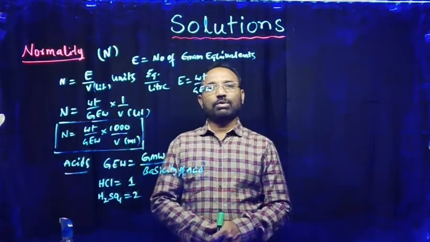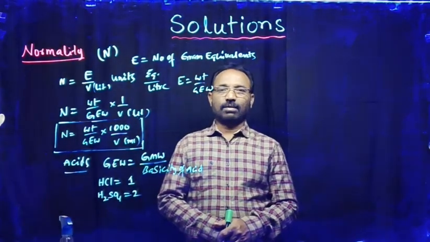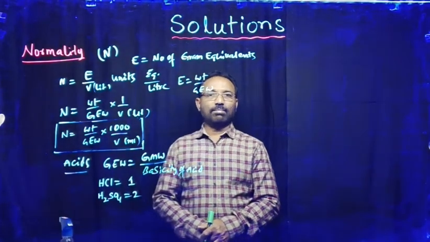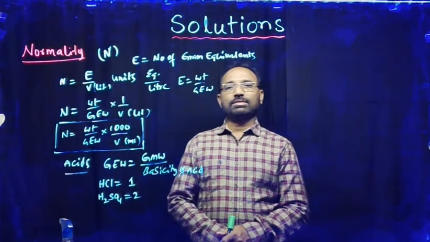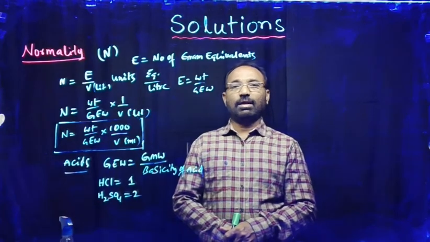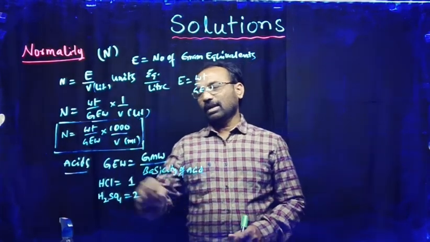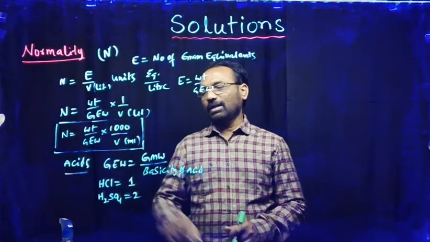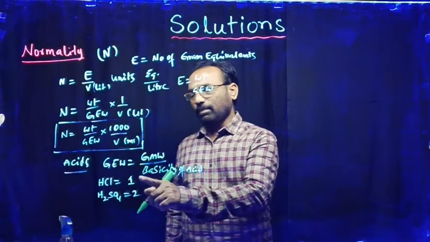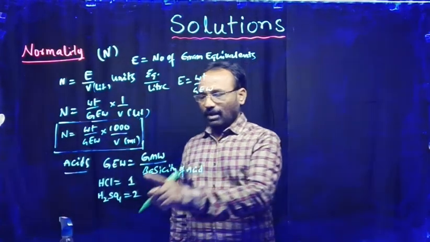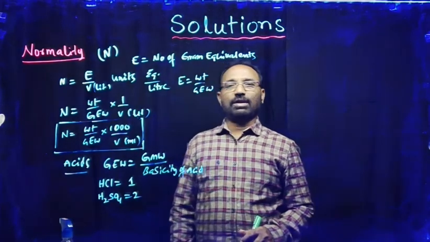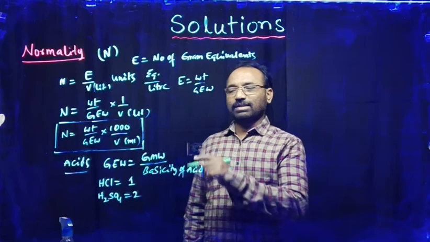Here, first we need to know what the basicity is. The number of replaceable hydrogen atoms present in 1 molecule of acid is called its basicity. Let us take HCl. In HCl, how many replaceable hydrogen atoms are there? Only 1. Therefore, its basicity is 1. Similarly, in case of sulfuric acid, the number of replaceable hydrogen atoms is 2. Therefore, its basicity is 2.